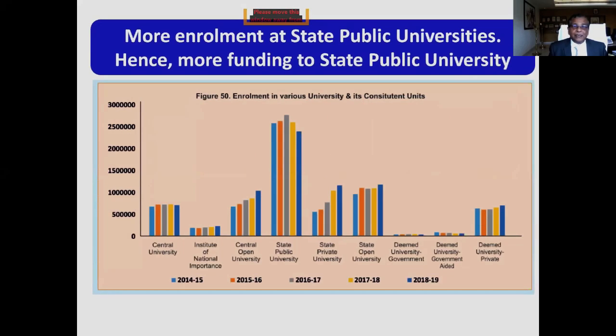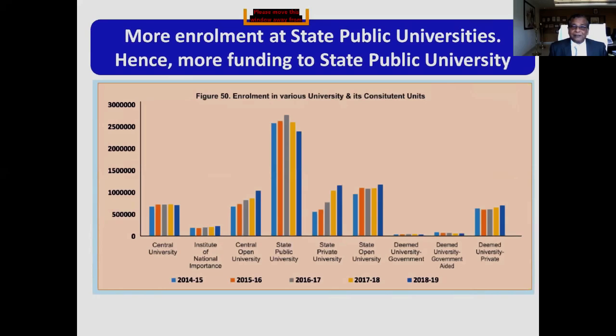Then more enrollment at state public universities and more funding to go to the public universities. That is one of the important points. And you have the funding to various aspects. State public universities are there. Then the public open universities are there.